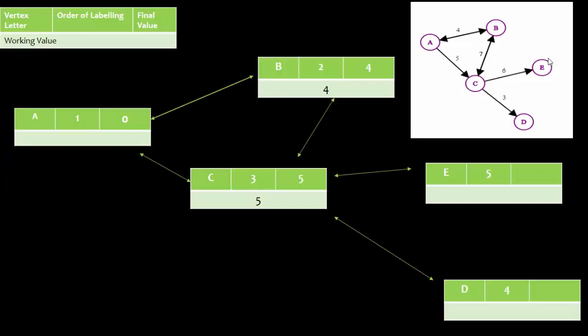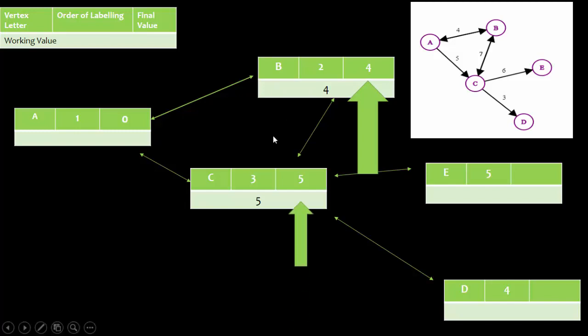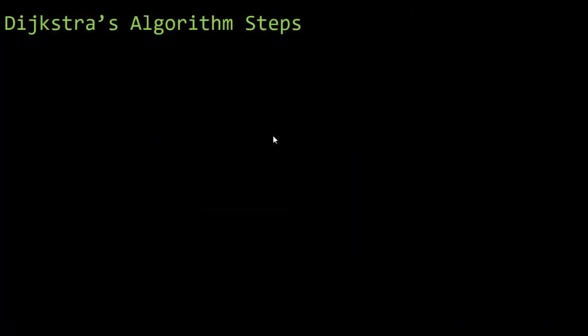Let's go ahead and update our graph. So we can see our final value for B is 4, and that is because our working value was 4. Now, just so you know, if we had another node coming in to B, whatever the smallest value would be between this extra node, if the distance, say, was 2, we would replace this working value with a 2 because we're looking for the smallest working value. Because there's only A coming into B, we're going to give it the smallest working value. So C has a final value of 5.